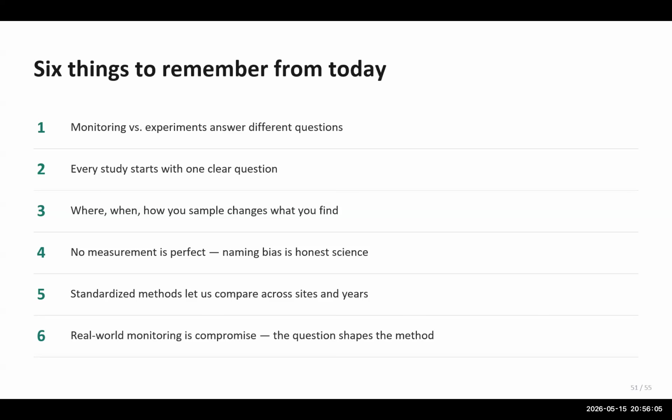And number 5, standardized methods is very important because it will let us compare our data across different sites, different years, and even different countries. So real world monitoring data is a compromise. These questions will shape the method.